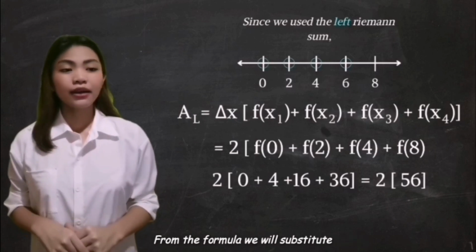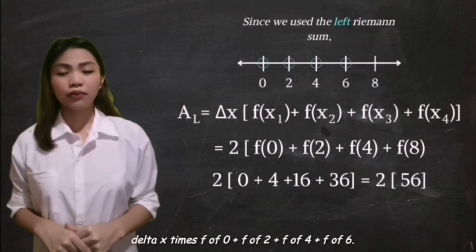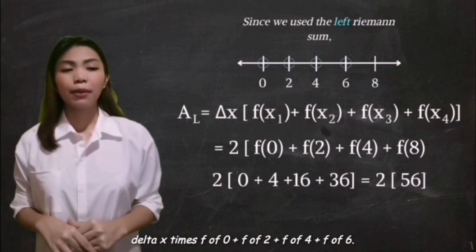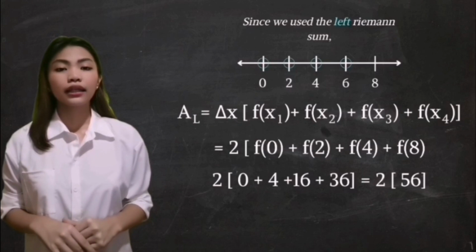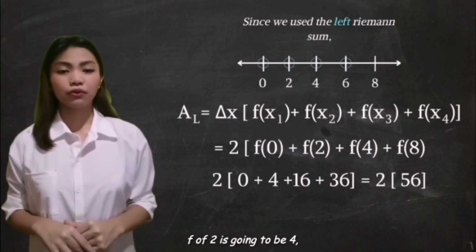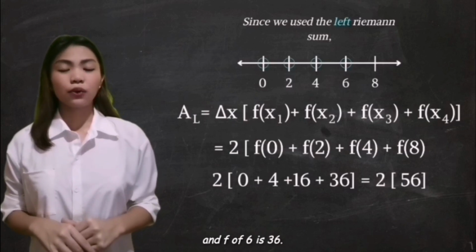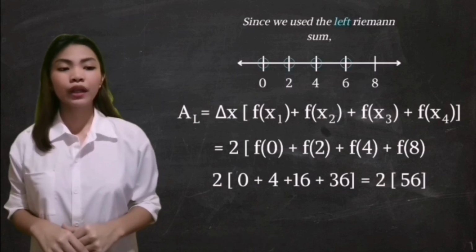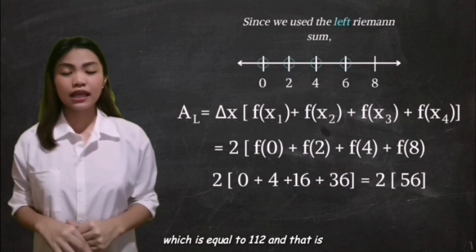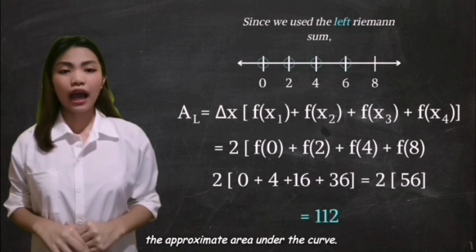From the formula, we will substitute the given values, that will give us delta x times f of 0 plus f of 2 plus f of 4 plus f of 6. Now, f of 0 is going to be 0, f of 2 is going to be 4, f of 4 is going to be 16, and f of 6 is going to be 36. To sum up, that will give us the answer of 2 times 56, which is equal to 112, and that is the approximate area under the curve.